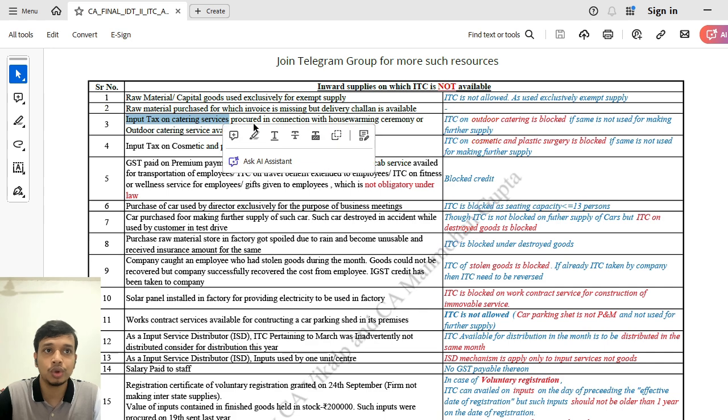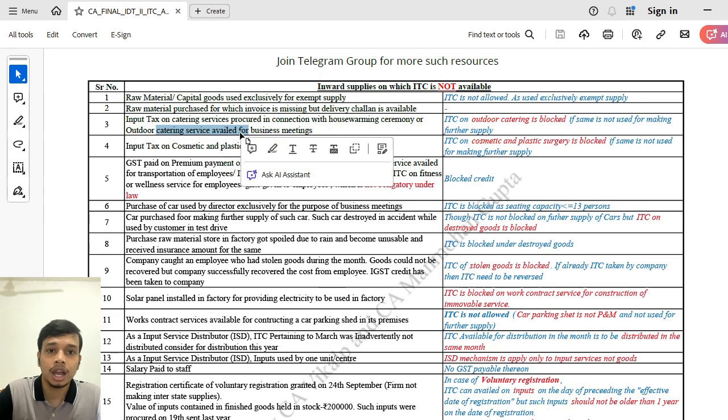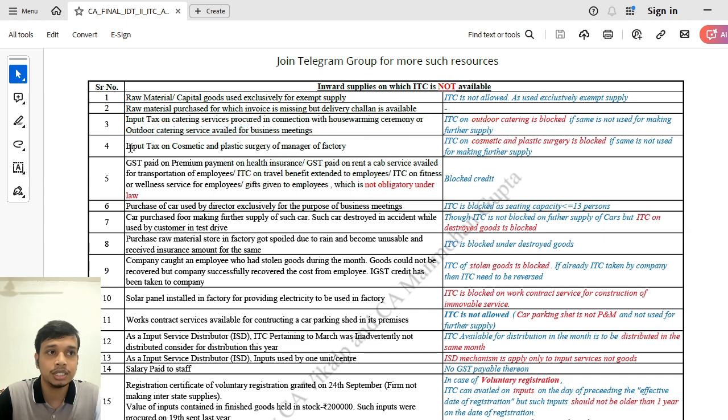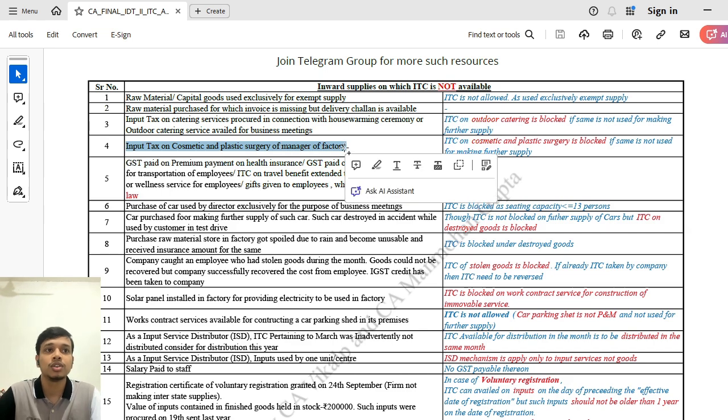Third part, input tax on catering services procured in connection with ceremony and outdoor catering services availed for business meeting. अगर आउटडोर केटरिंग सर्विसेज we have taken outdoor catering services or catering services for ceremony or other business meeting, which is ITC is blocked on that until which is used for further supply. In this case, we are not using for further supply, so ITC is blocked for catering services. Next, input tax on cosmetic and plastic surgery for manager of factory. So here cosmetic and plastic surgery used by the manager, which is exempt, which is ITC is blocked on that because it is not used for further supply.